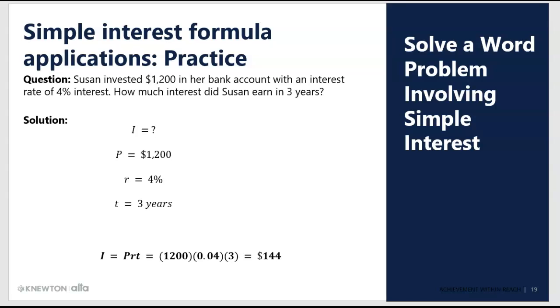So Susan invested $1,200 in a bank account with an interest rate of 4%. So 4% is going to be 0.04. How much interest did she earn in 3 years? 1,200 times 0.04 times 3. If you want to know how much money she had at the end of 3 years, you would add that to the 1,200. So those are the basics of using the simple interest formula.